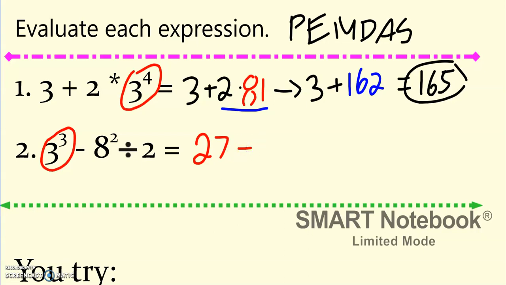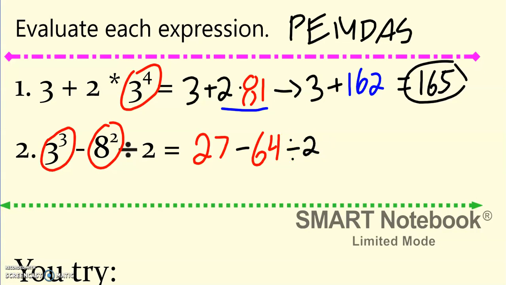Minus, oh, that should have been in black. Let's see if I can erase. Haha, I can. Let's go back. There we go. Minus 8 squared, and we all know what 8 squared is. That's 64. I'm going to cut that in half and divide it by 2.